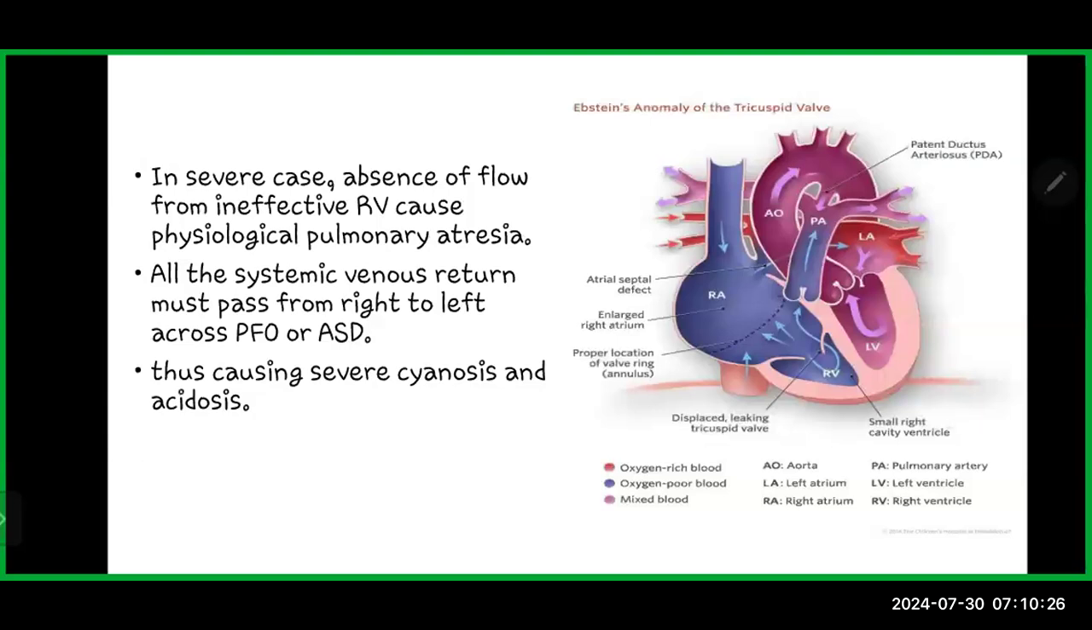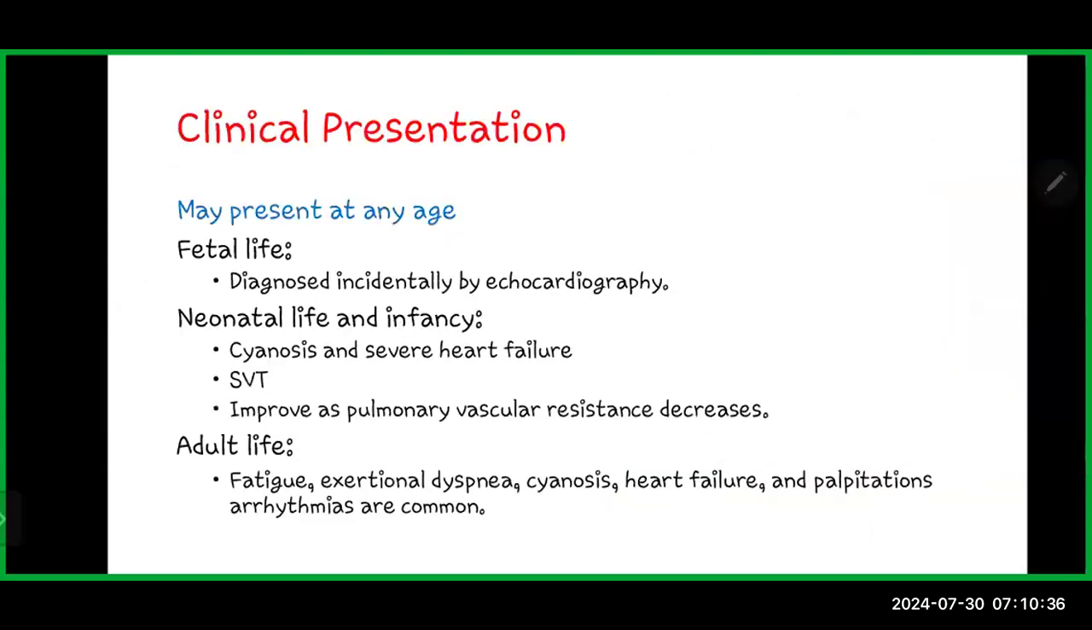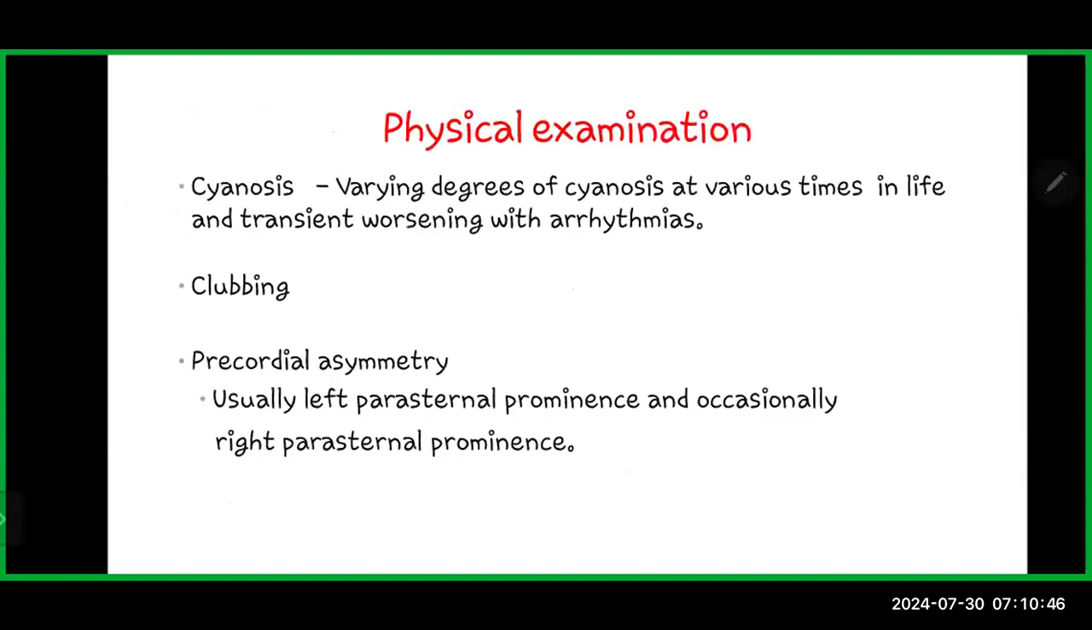So in severe cases of flow from an ineffective right ventricle, this can cause physiological pulmonary atresia, and this can cause severe cyanosis and acidosis. So clinical presentation, since we are discussing adults, they can come with fatigue, exertional dyspnea, cyanosis, heart failure, palpitations, and arrhythmias.